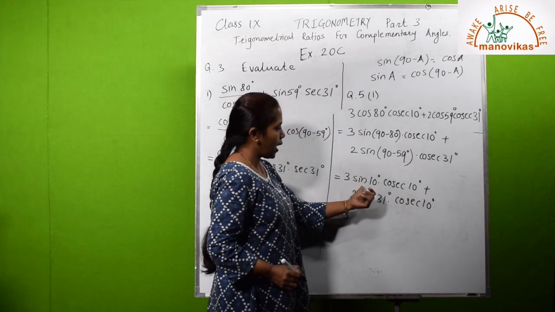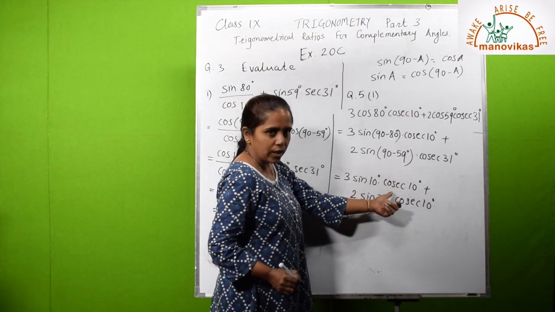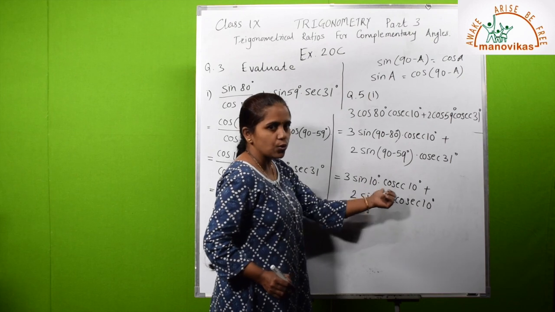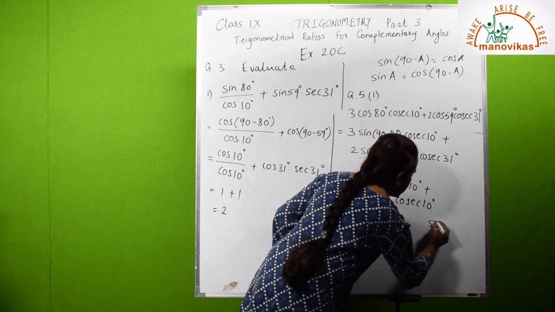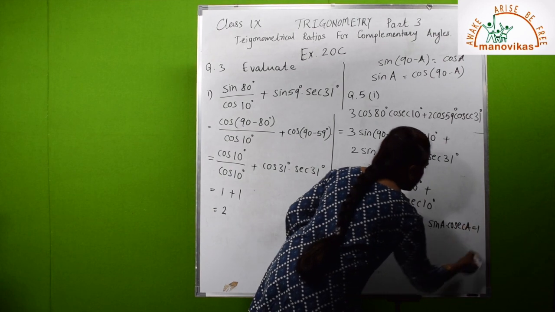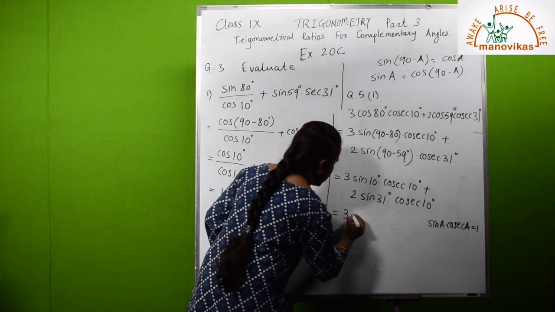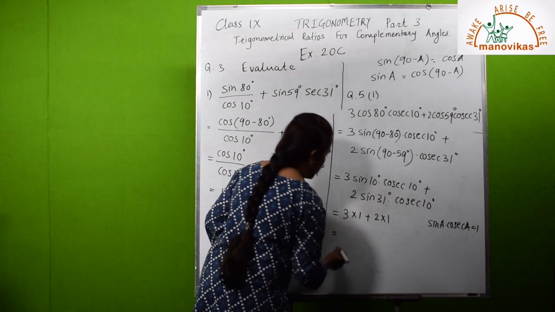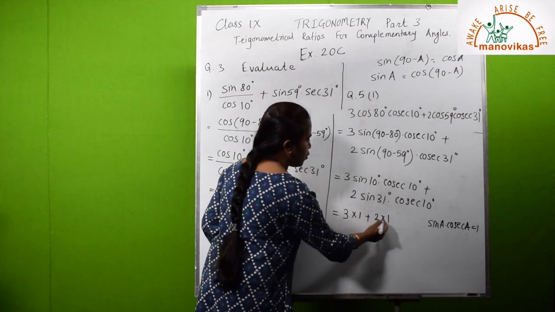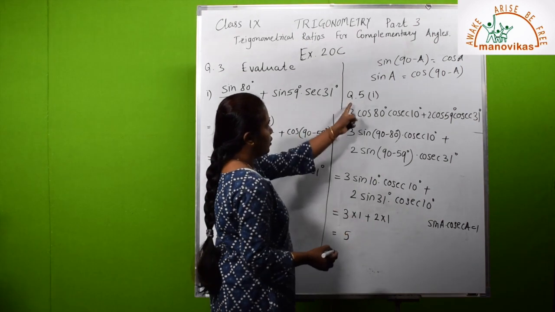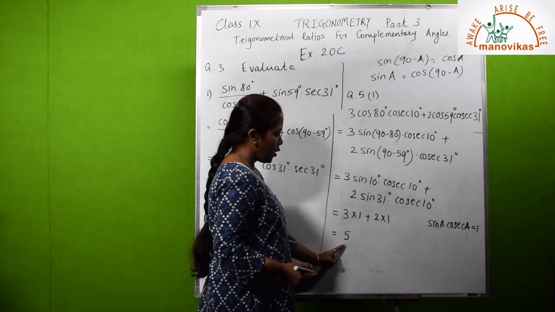Which is equal to 3 into sin 10 into cosec 10. Again sin reciprocal is cosec or cosec reciprocal is sin. So the product of these two, sin A into cosec A, is equal to 1. So if you replace this, 3 into 1 plus 2 into 1, 3 into 1 is 3, 2 into 1 is 2. So 3 plus 2 is 5. So the answer for question number 5, first part, is 5.